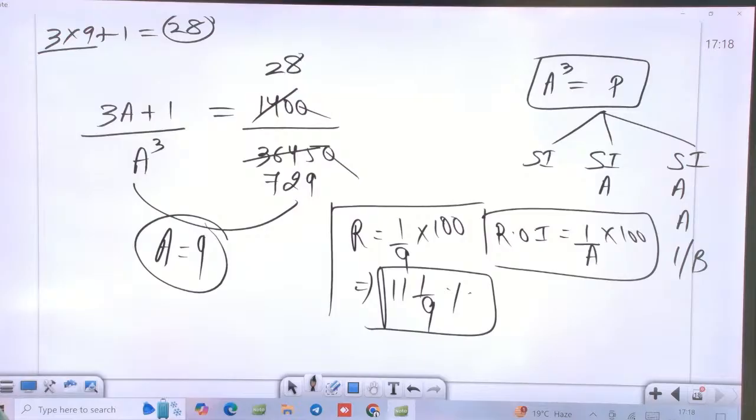So from this we have derived one thing also, that a cube is principal. A cube is principal, and if we do 1 by a into 100, we will get that rate of interest, and if we do b by a, we will get that rate of interest again.